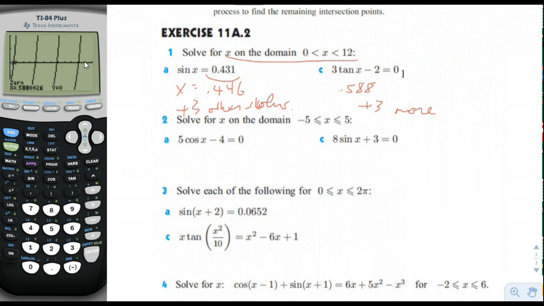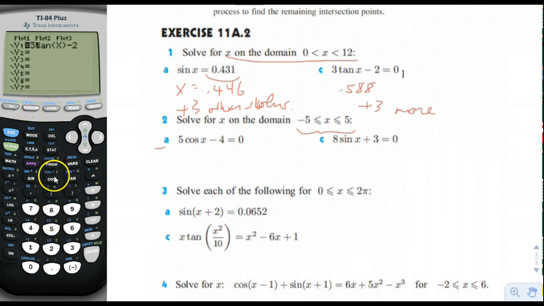Alright, now 2a. Says solve for x on the domain -5 to 5. And then the first one is, we're going to program it in, it's going to be 5 cosine x minus 4. And we want to know when this equals 0. So first we're going to graph it. Actually, we want to change the domain. We want the domain to be -5 to 5.